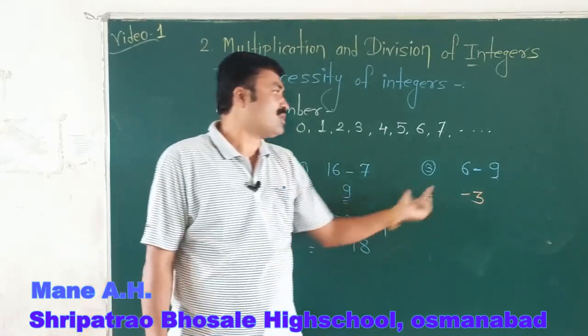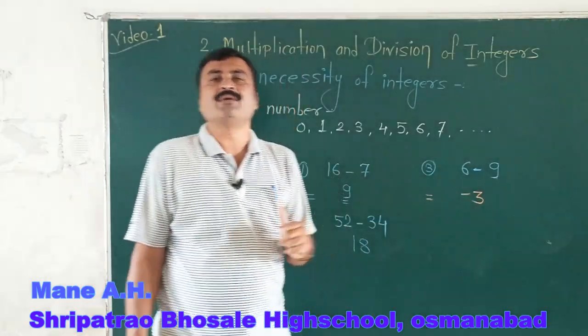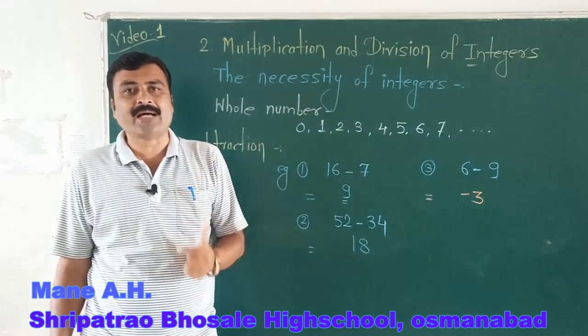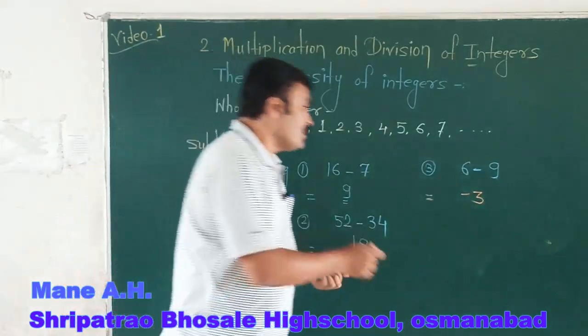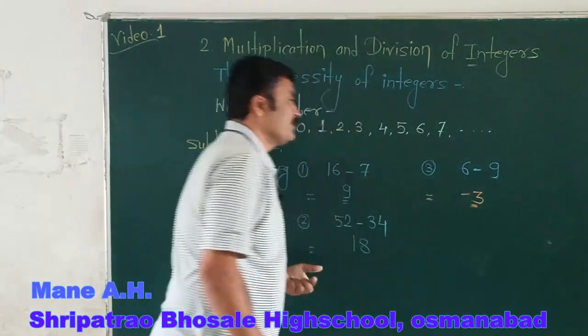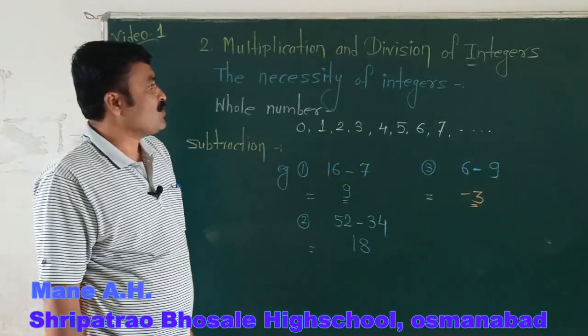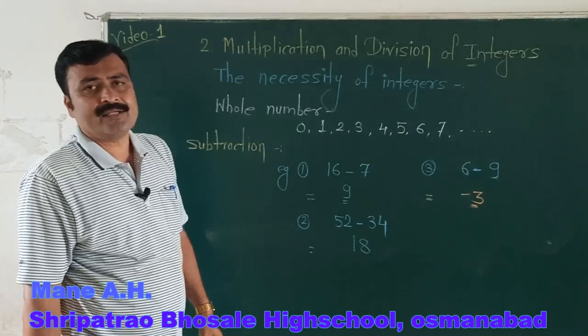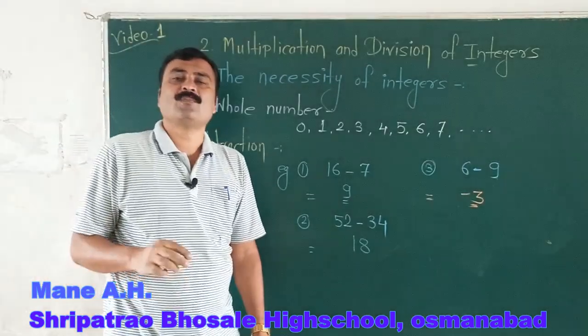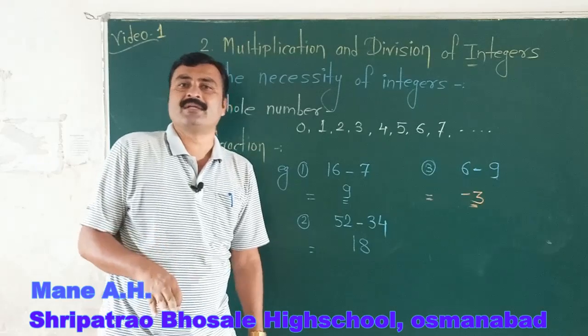We cannot include -3 into the group of whole numbers. So due to such numbers that come in the negative format, due to such negative numbers, there is a need to take the next group of numbers into the number system.